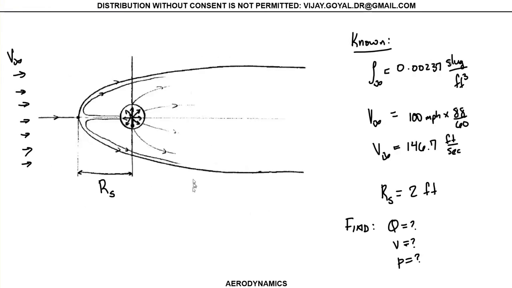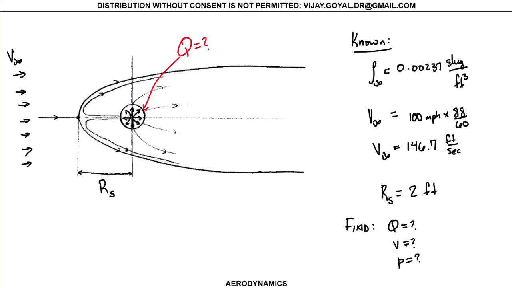So basically, this is the source field that we are talking about. We're going to assume this is completely uniform. And RS is the distance from here to here. So the question is, what has to be the source? What has to be the value of this Q right here, such that this RS is actually equal to 2 feet?